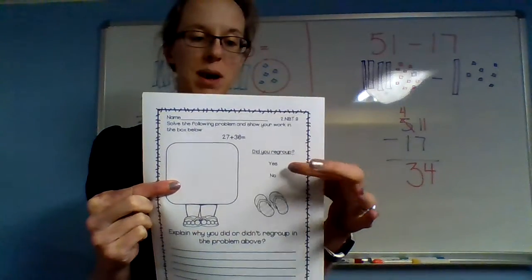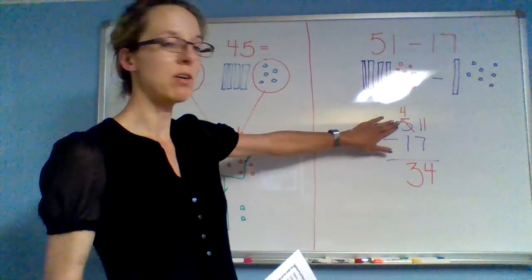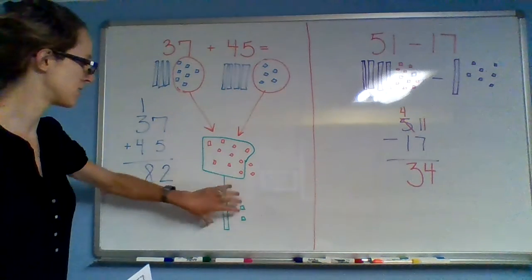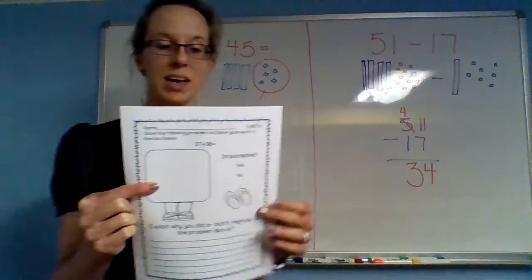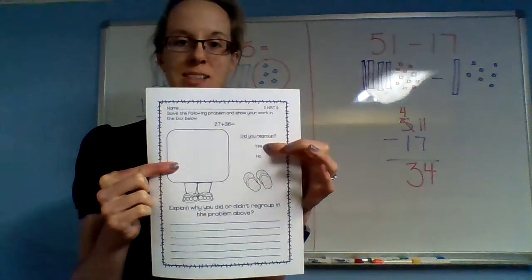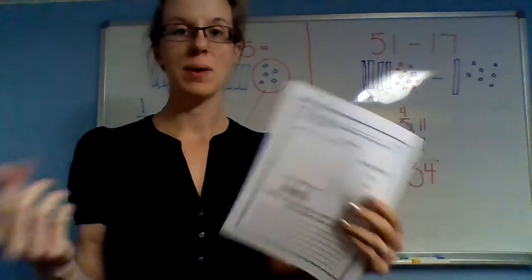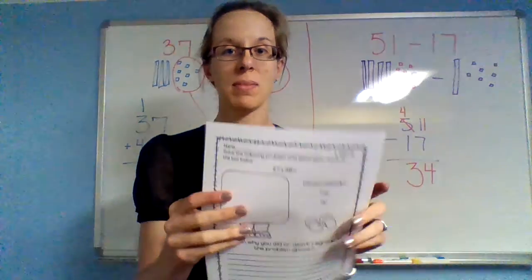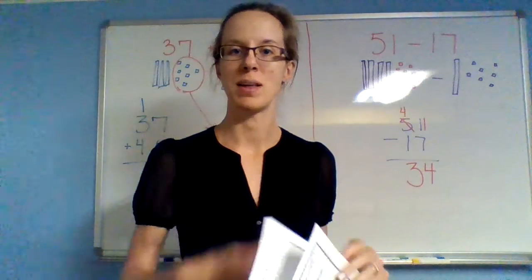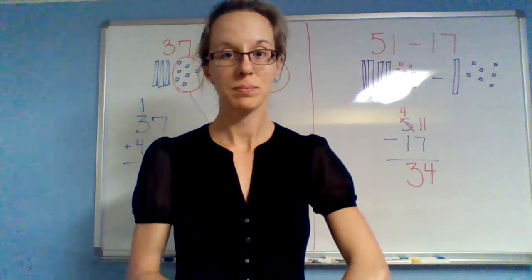Once you've worked out the problem, you need to say whether you needed to regroup or not. Did you have to borrow from a spot? Or did some of an addition problem have to roll over to the next column? If so, then your answer is yes, that you regrouped. Down below, explain why you had to regroup, or if you didn't have to regroup, why you didn't have to this time. These two problems will help you practice exactly what I just showed you on the board and thinking about when we regroup and when we don't.